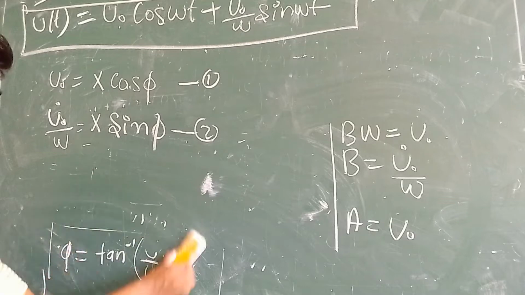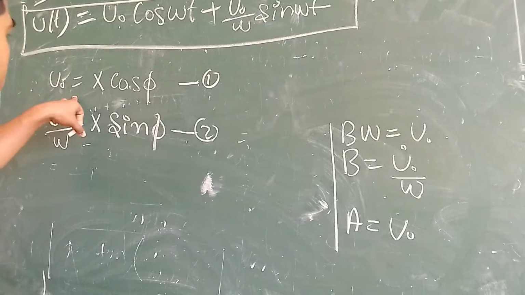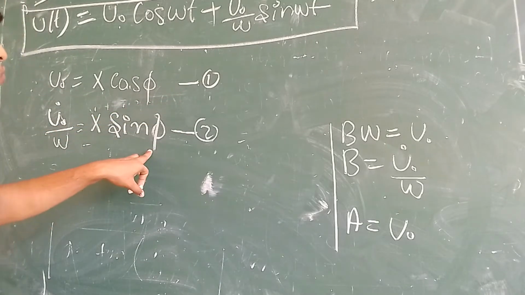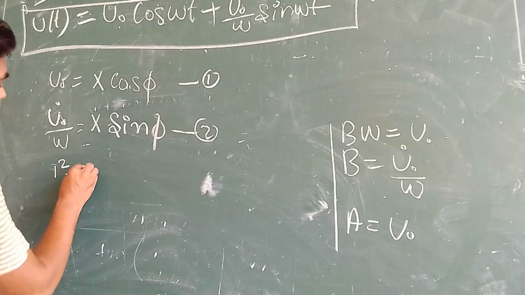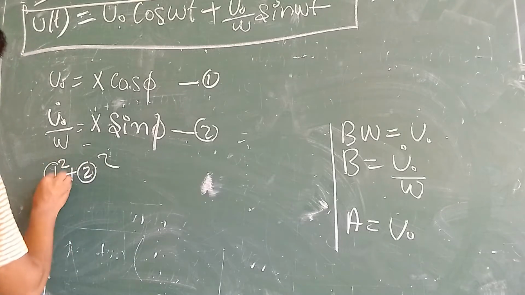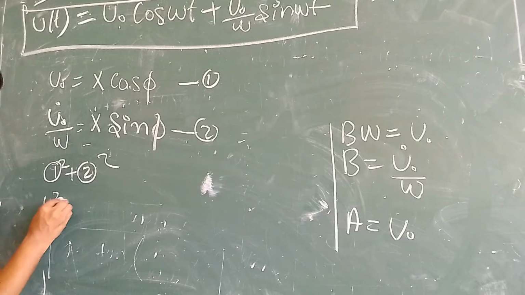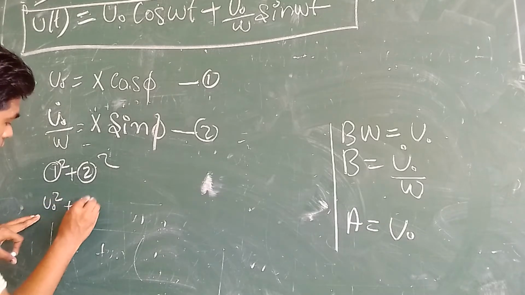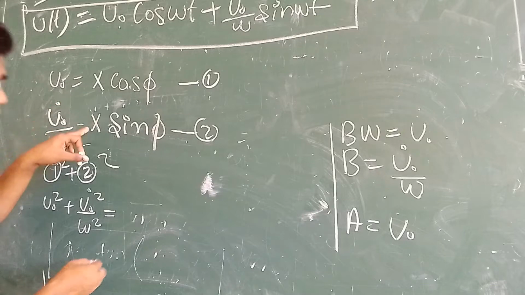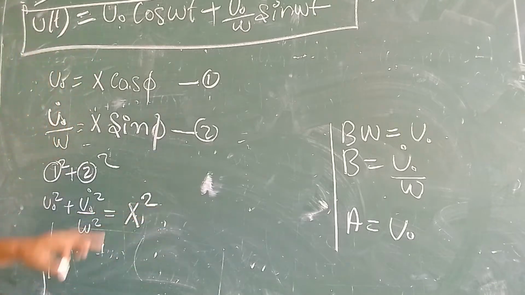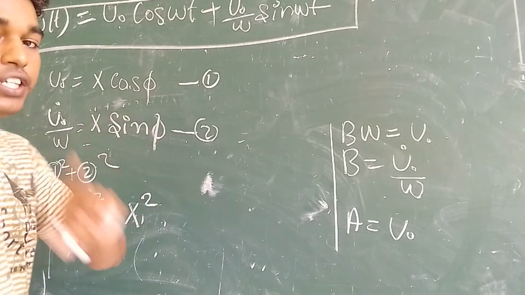And now equation 1 and equation 2, just square and add. Equation 1 square plus equation 2 square. You get u naught square plus u dot square by omega square is equal to x square, because sin square theta plus cos square theta is equal to 1. You remember?